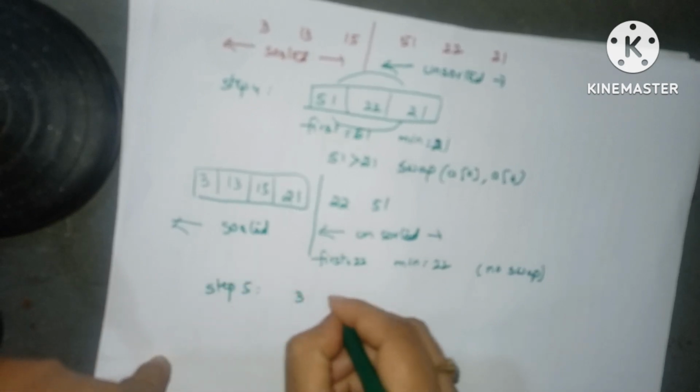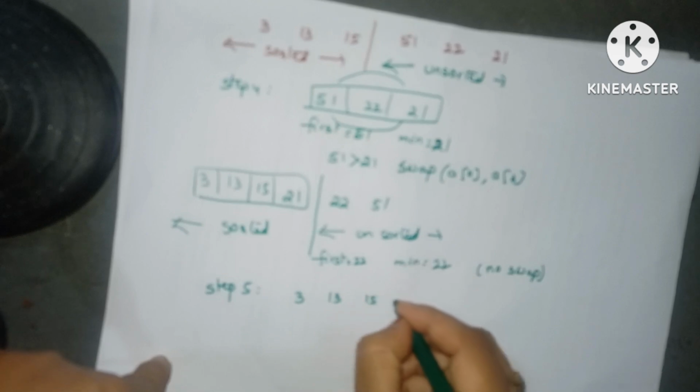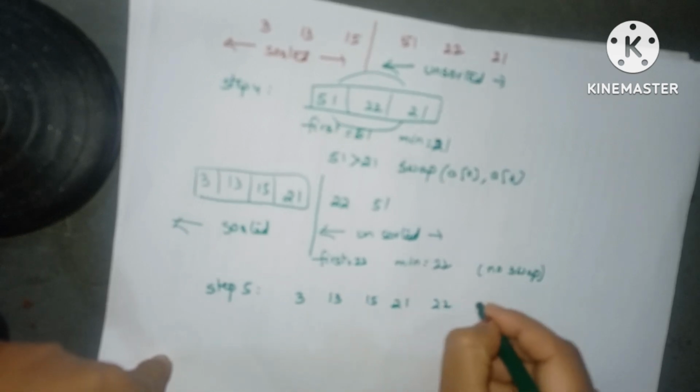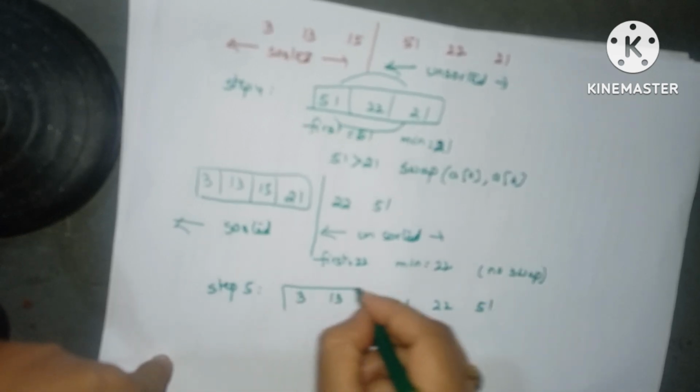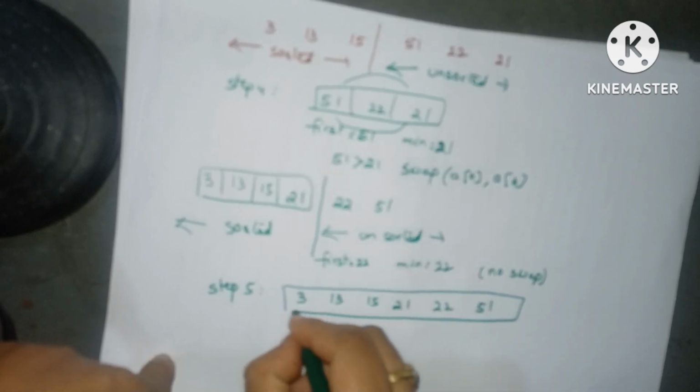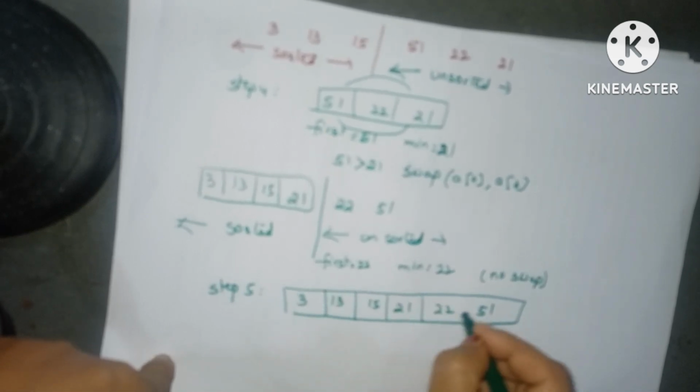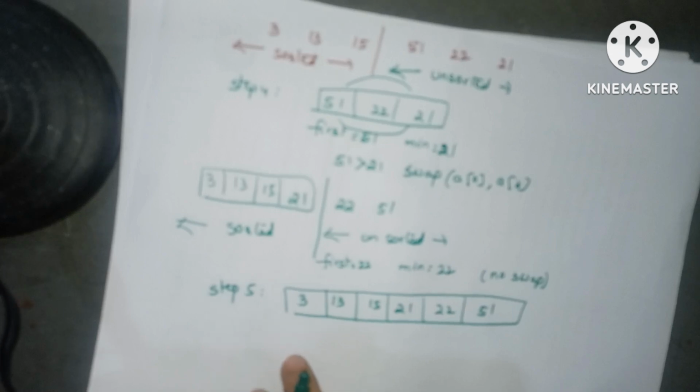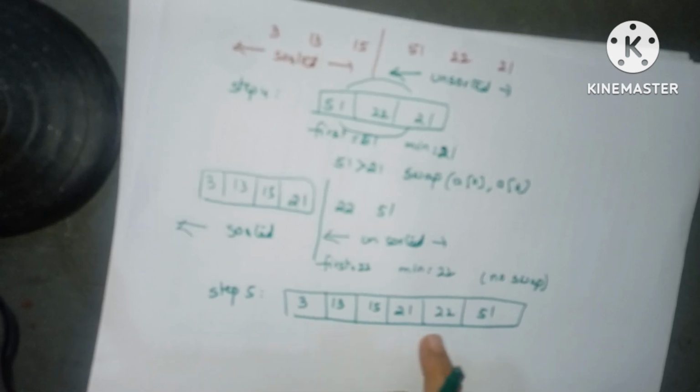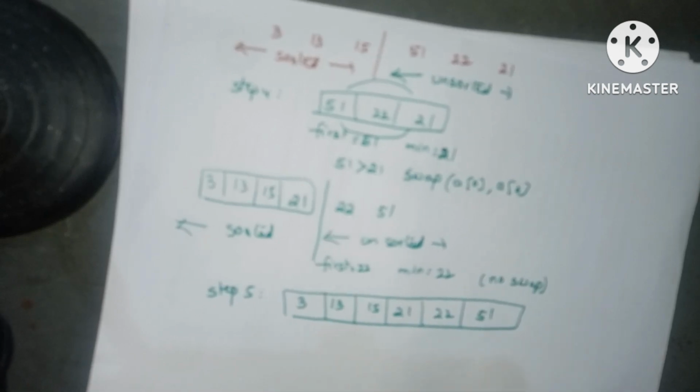Step 5 means 3, 13, 15, 21, 22, 51. After step 5, these elements are coming like this. Everything is in order. Sorting order means all elements are arranged from ascending to descending. 3, 13, 15, 21, 22, 51. All elements are sorted. See here how many elements there are? 1, 2, 3, 4, 5, 6.